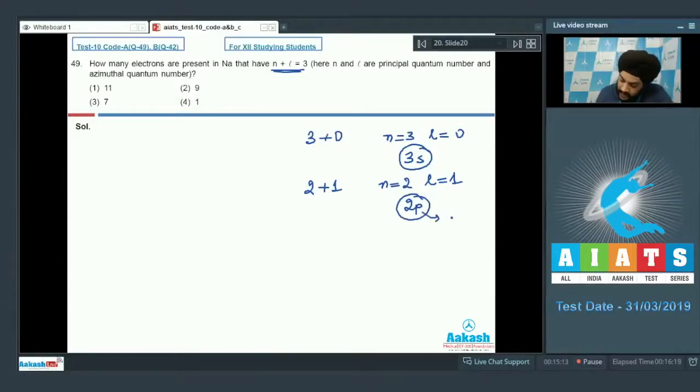So we have two different orbitals, and if we talk about the number of electrons present, the 2p is fully filled for sodium. It has 6 electrons, and the 3s has only 1 electron. It is singly occupied. And if you talk about the total number of electrons, you have to mark the correct answer as 7. So for this question, we have to mark the correct option as option 3. Let us look at the next question.